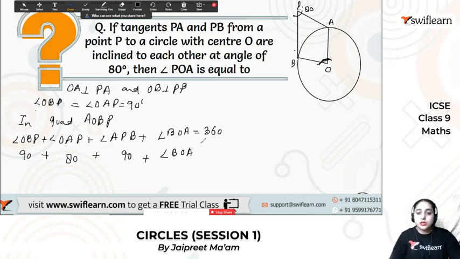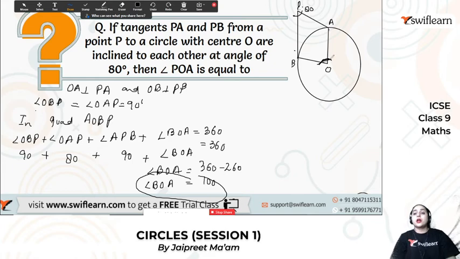So we will find this whole angle BOA. This is equal to 360, and this whole is equal to 260, and when we subtract 260 from 360, we will get 100, right? So angle BOA is equal to 100.